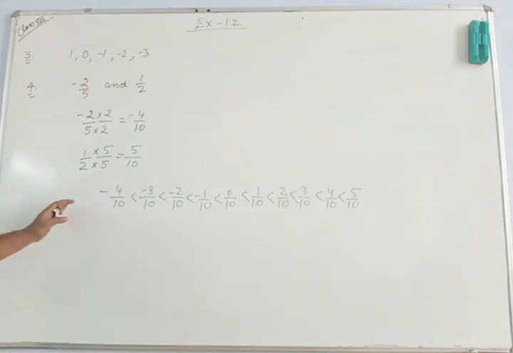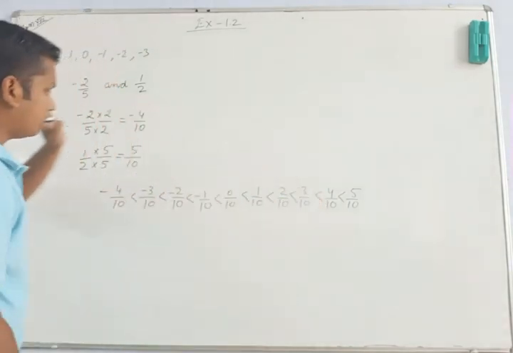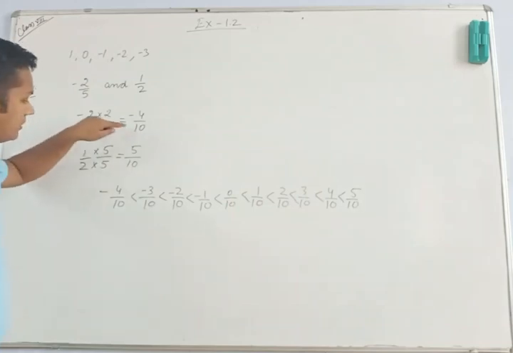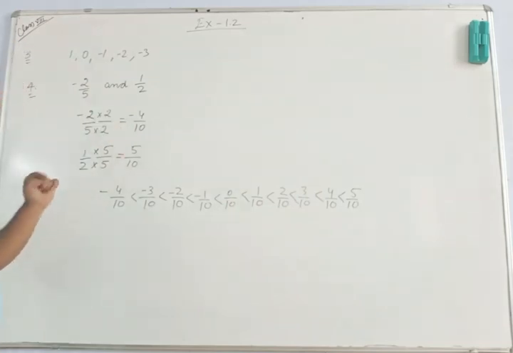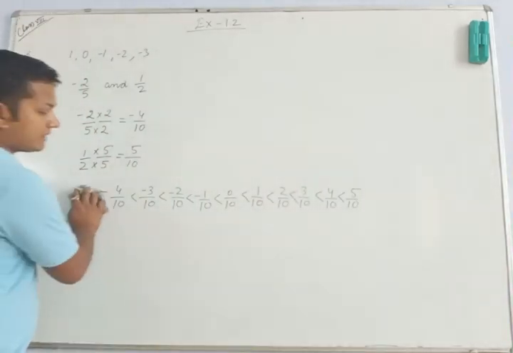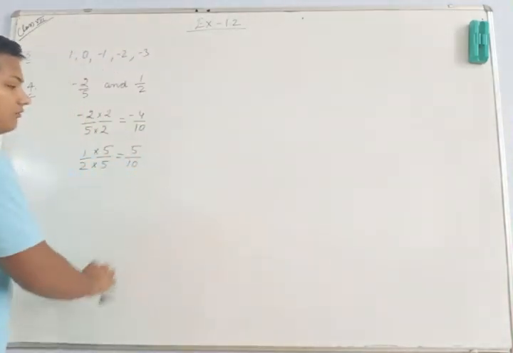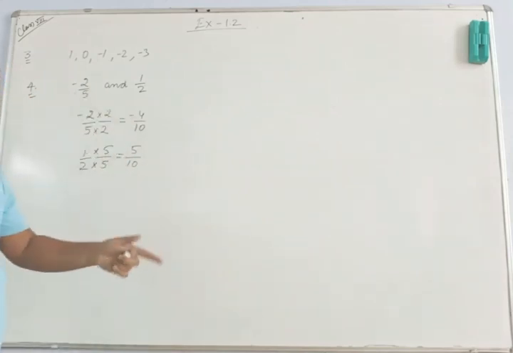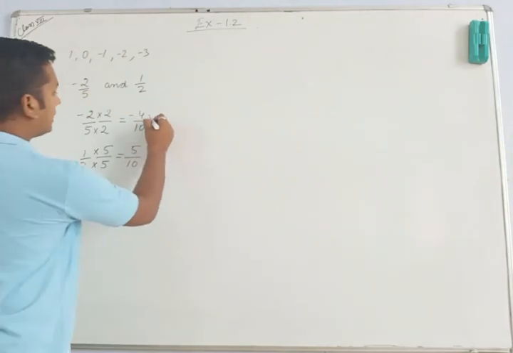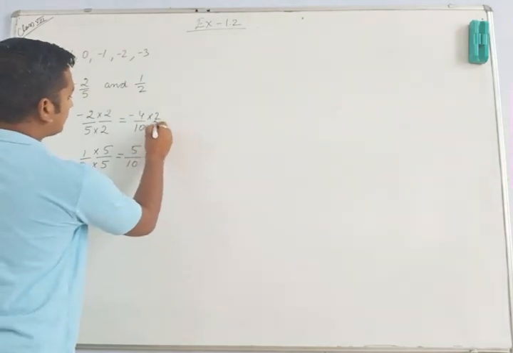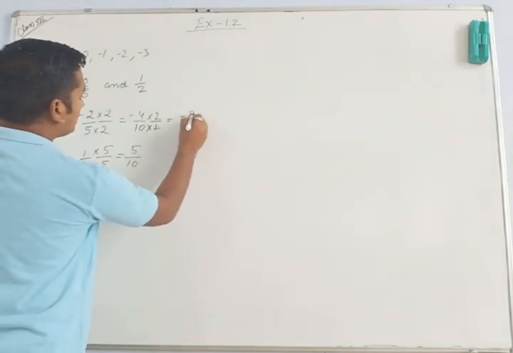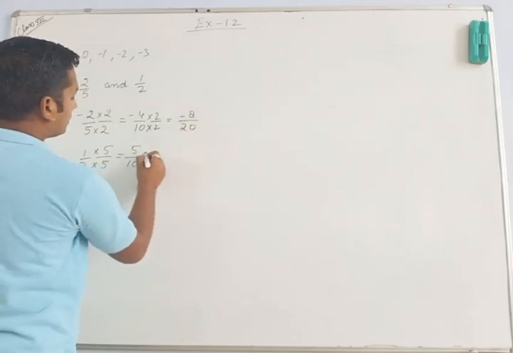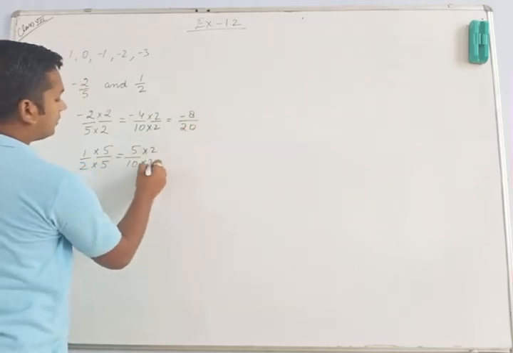Now we are getting only 8 rational numbers over here by having this 10 as a denominator. We are having only 8, but we have to find 10 rational numbers. So again we will multiply the numbers so that we can get more rational numbers. We will multiply with 2, let's say. So 4 becomes 8 upon 20, and this also we will multiply with 2.